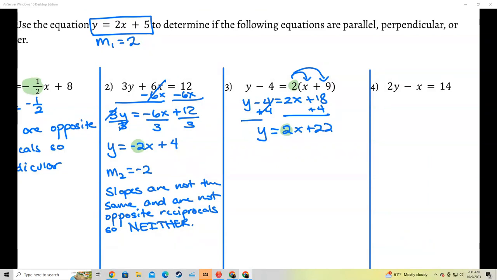And since my slope is 2, that actually matches up with my other slope of 2. So we're going to say same slopes. They definitely have a different y-intercept because of the 5 and the 22. So these lines are parallel.